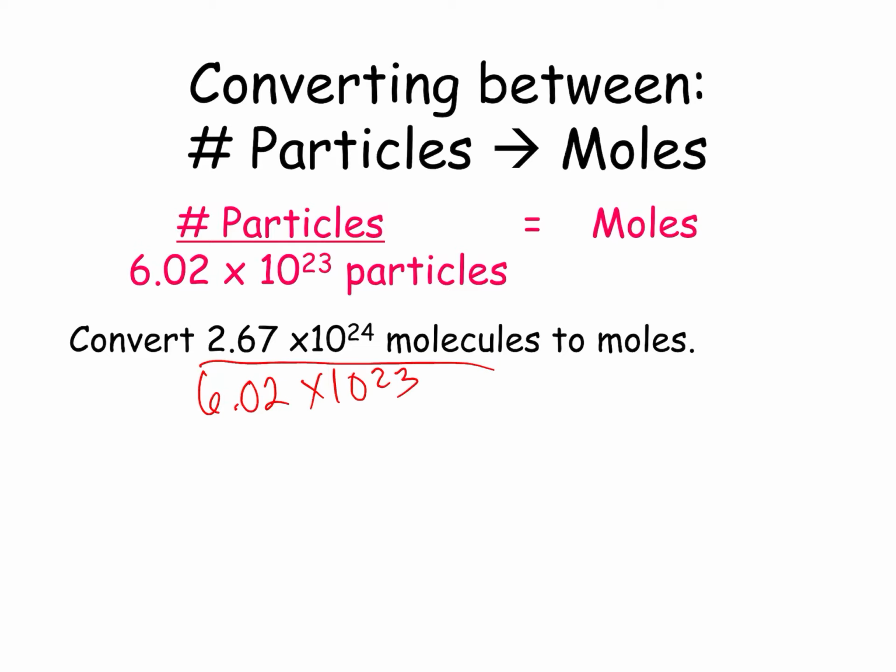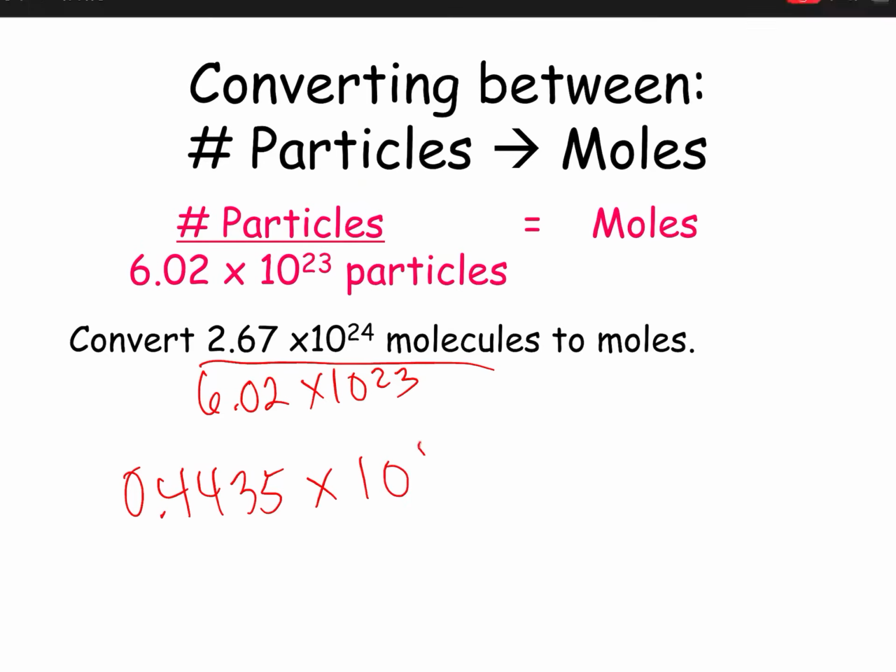I'm going to divide coefficients this time. So 2.67 divided by 6.02. And I get 0.4435, all this other stuff. I'm not going to write all that down. Now, when you divide, you will subtract exponents. So you get times 10 to the 24 minus 23, which is 1.